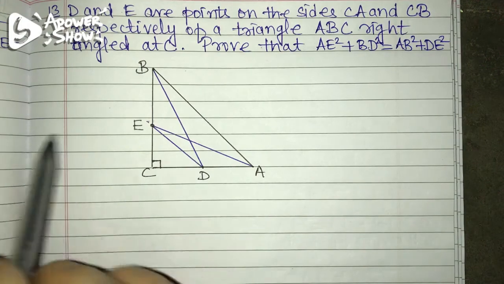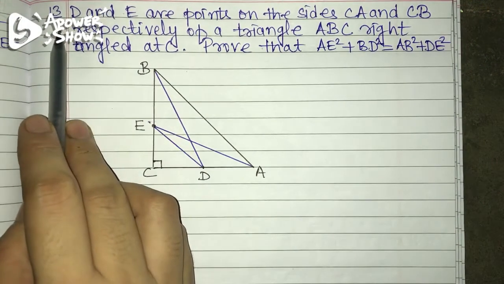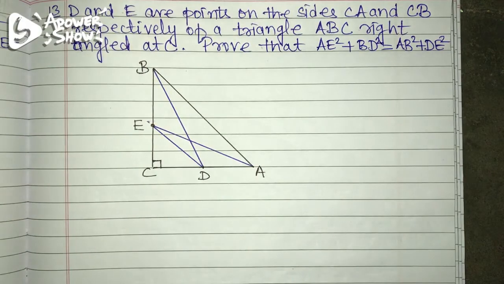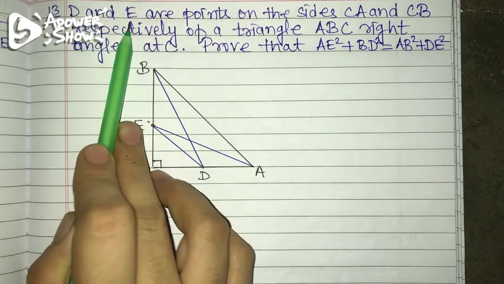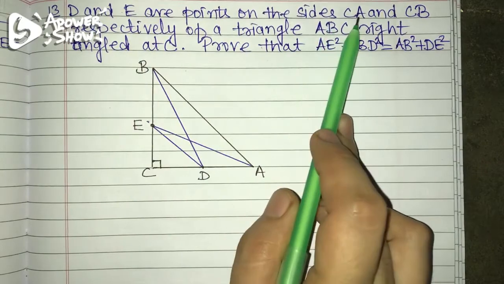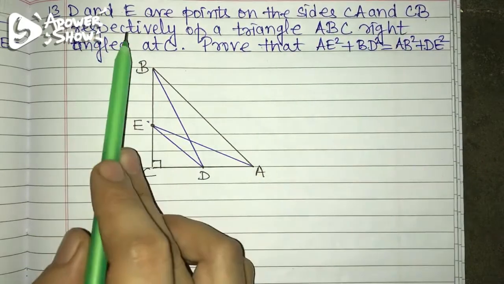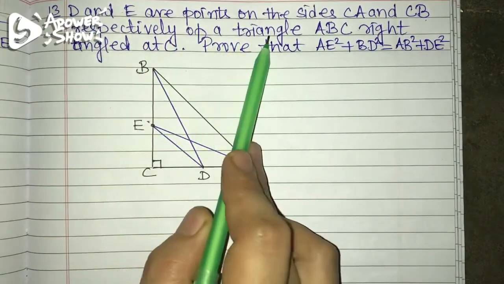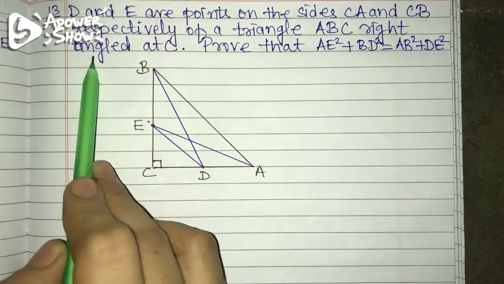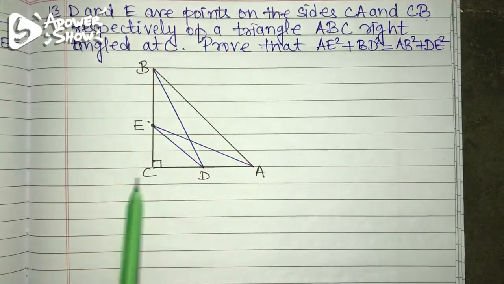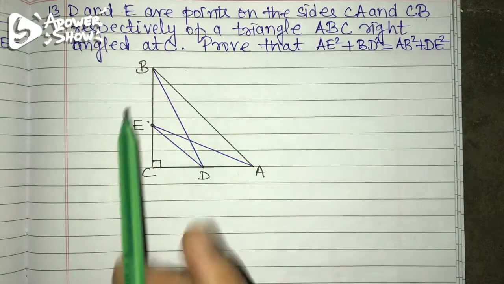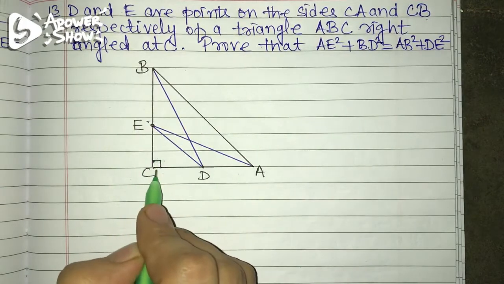Question number 13 of exercise 6.5. So question number 13 says D and E are points on side CA and CB respectively of a triangle ABC right angled at C. So we have a right angle triangle ABC which is right angled at point C.